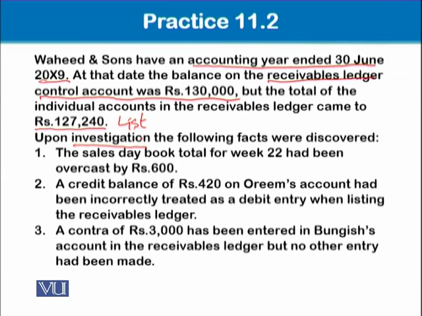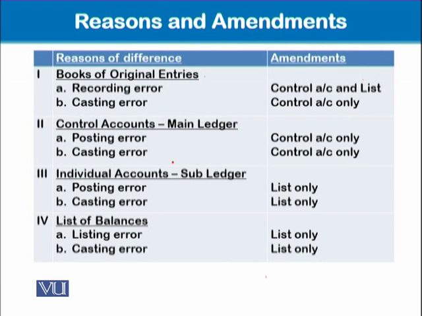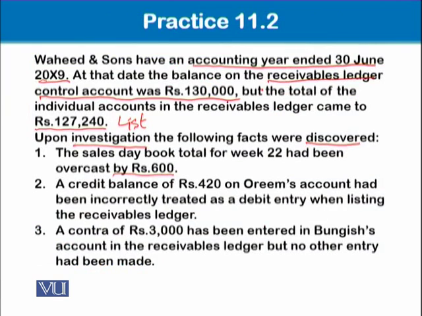Upon investigation, we discover that the sales day book total for week 22 had been overcast by 600. We know very well the sales day book is our book of original entry, and if you refer back to that table, if there is a casting error of a book of original entry, we will make the amendment in the control account only.